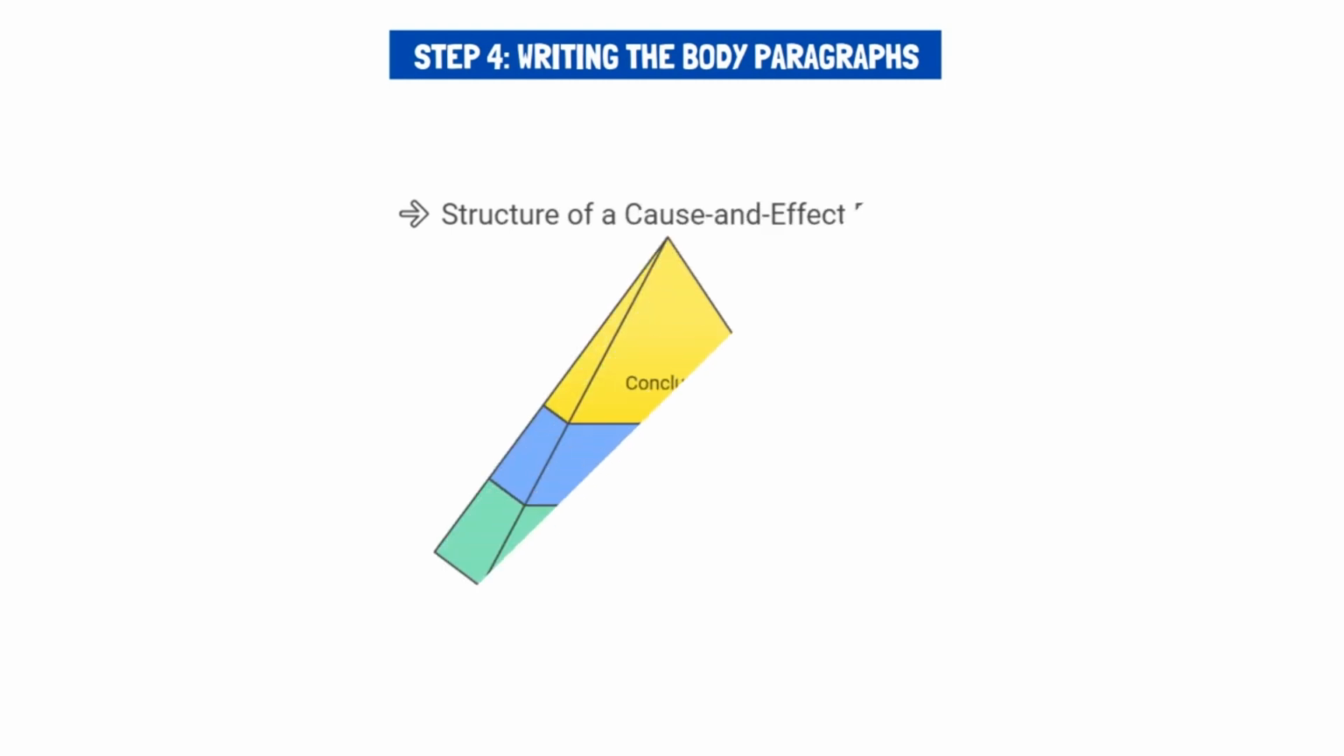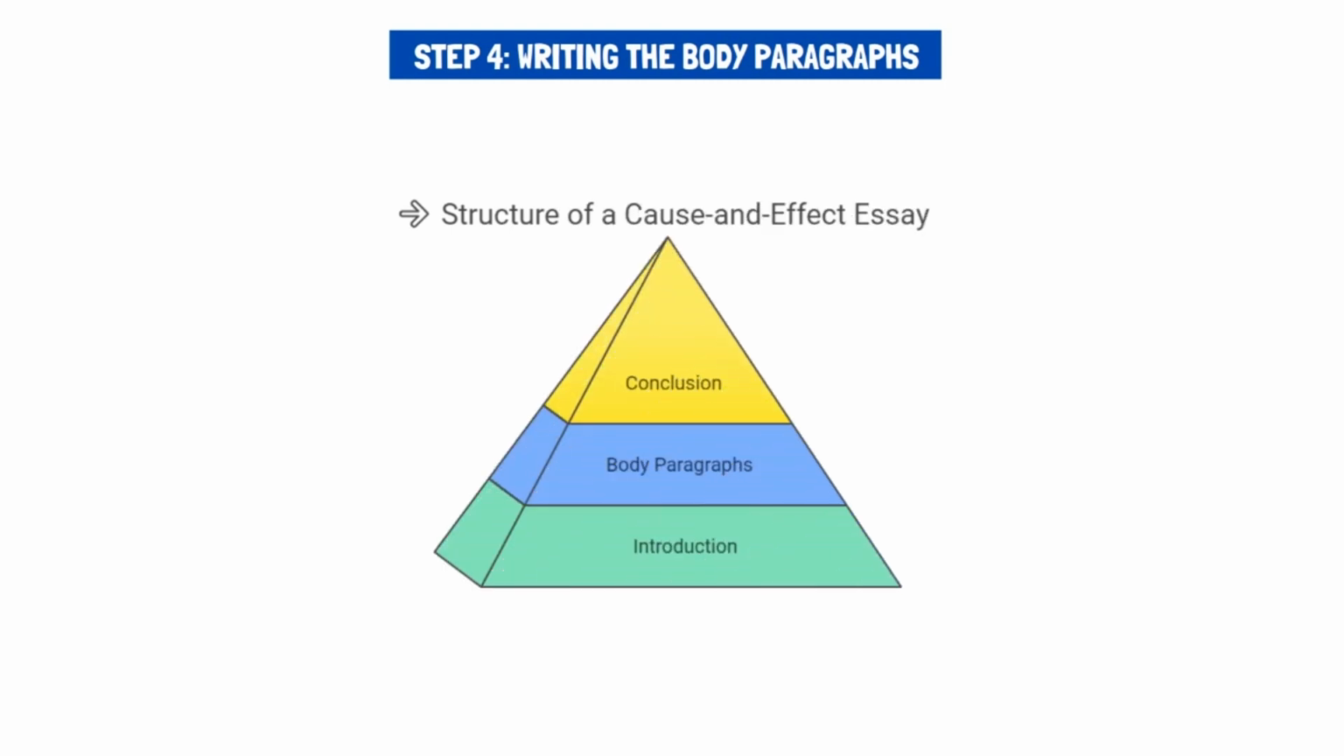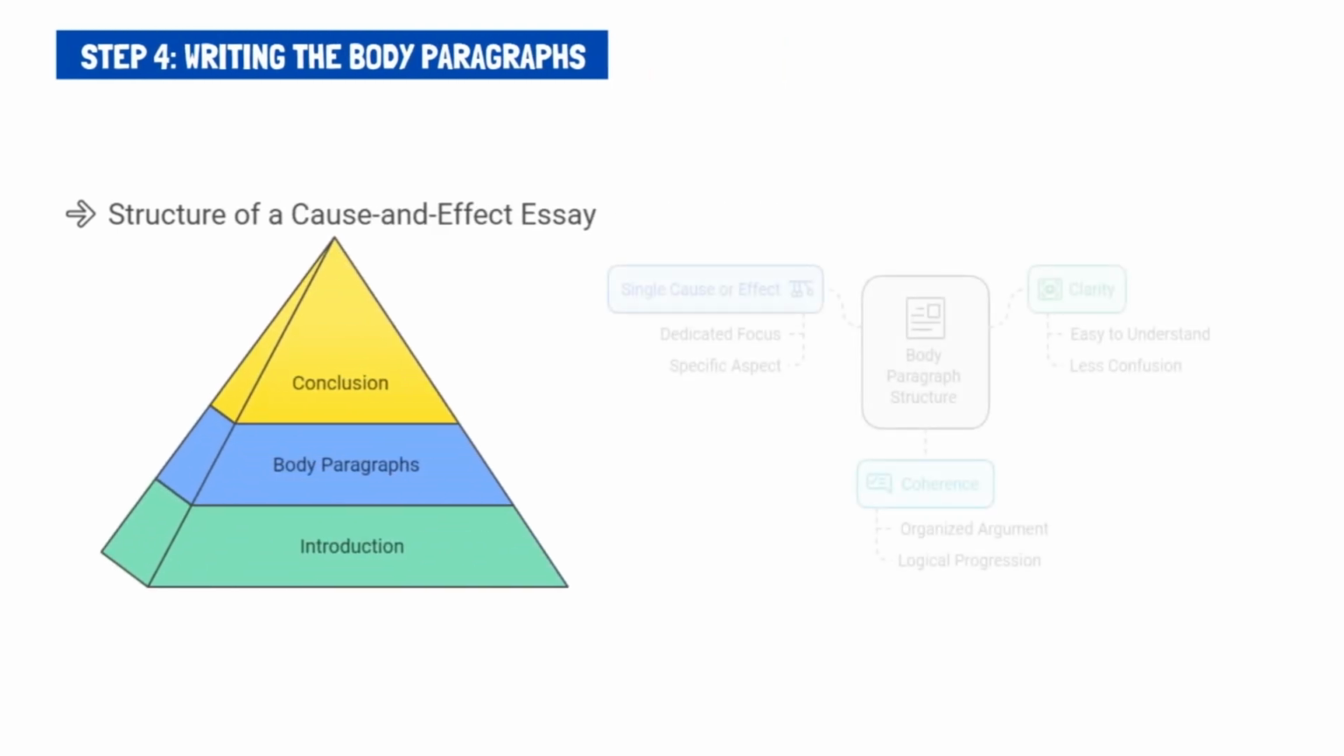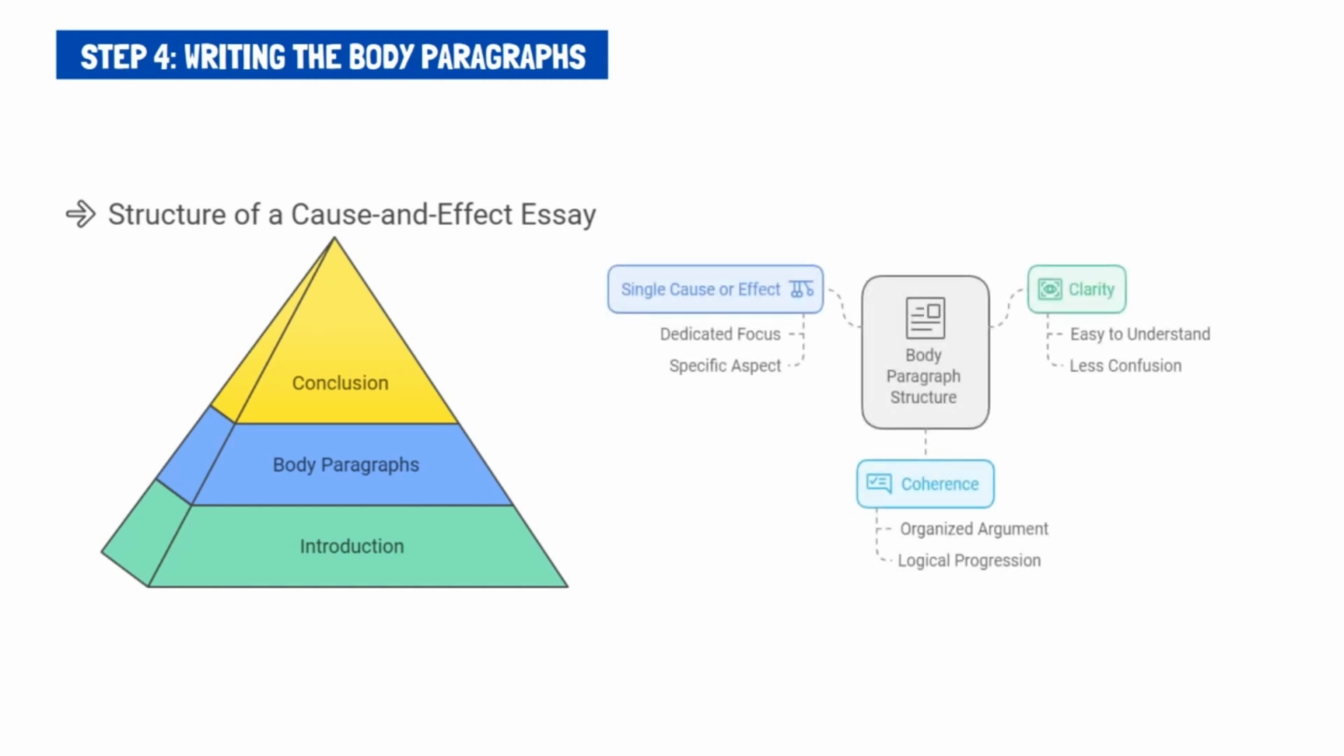Step 4, writing the body paragraphs. After welcoming our readers with a solid introduction, it's time to guide them through the main part of the essay, the body paragraphs. Each body paragraph should cover one cause or one effect. Think of it as dedicating each room to a specific function. One room might be for sleeping, another for dining. Similarly, each paragraph should be clear in its purpose, either discussing a cause or exploring an effect.